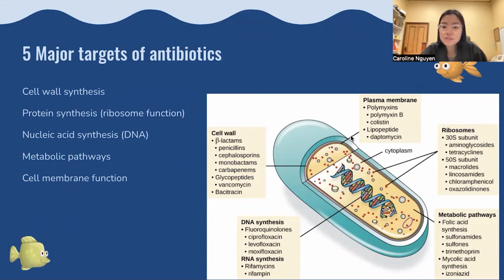For example, if this is a bacteria and you've got the cell wall here, we know that there's a class of antimicrobials, beta-lactams, and they include penicillins and cephalosporins, and they target the cell wall properties of bacteria. So some target the cell wall, some target the plasma membrane, some target ribosomes through 30S and 50S, some target metabolic pathways, and some target DNA and RNA synthesis.